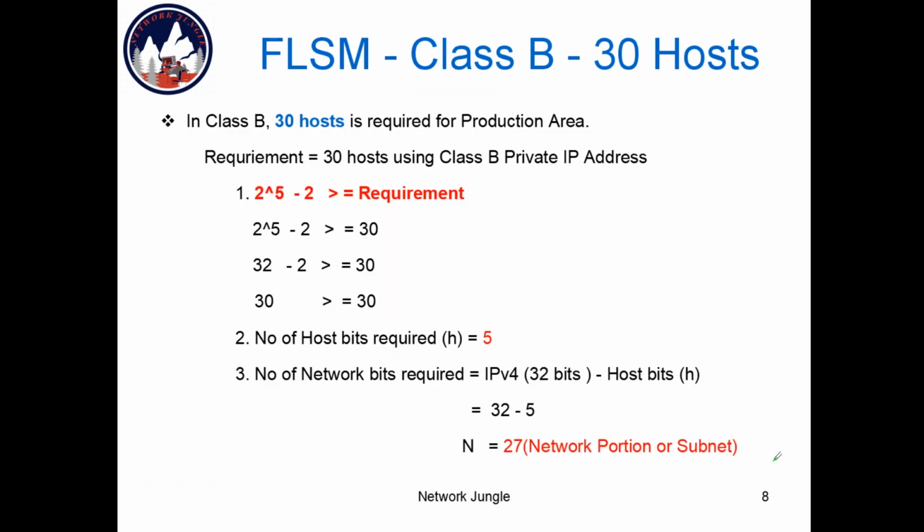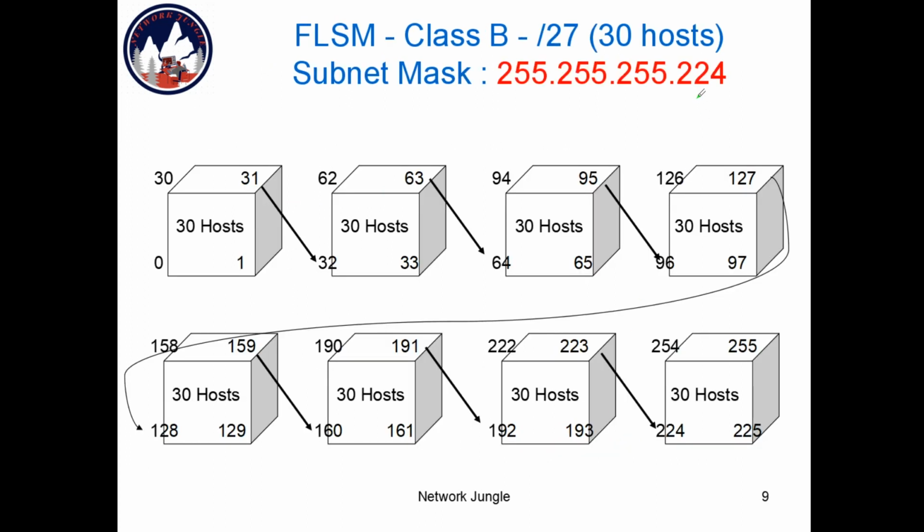Let's take another example for class B. Here we need 30 hosts. So simply, firstly 2 power 5 equals 32. So 32 minus 2, 30. We choose h equal to 5, and n equal to 32 minus 5, 27. The subnet mask is /27.